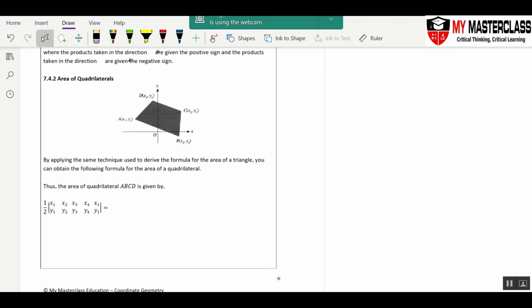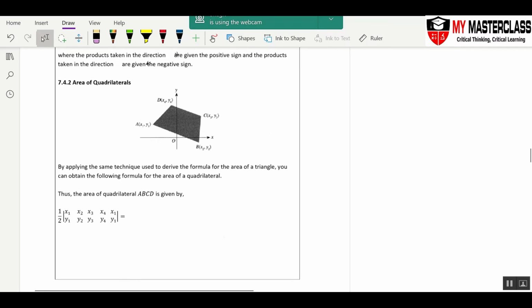The concept is on finding the area of a figure. Usually you will get three-sided or four-sided figures. Seldom do you need to find the area of a five-sided figure. But this is the concept that we need to know first.